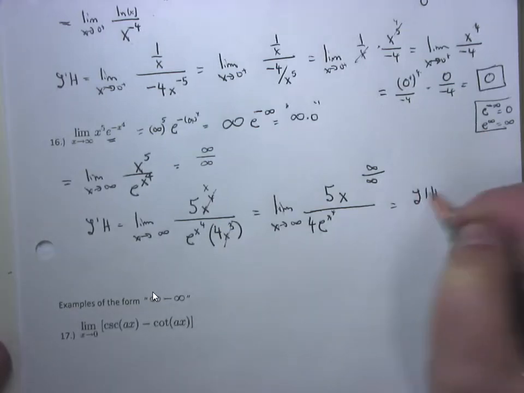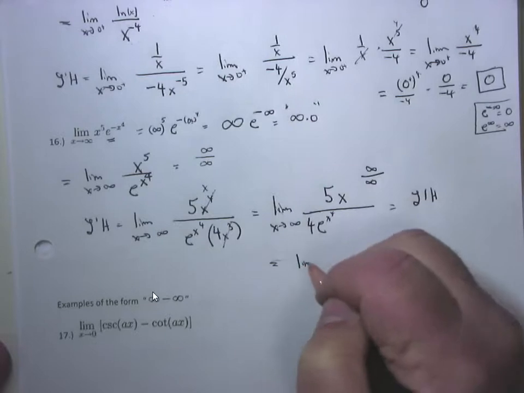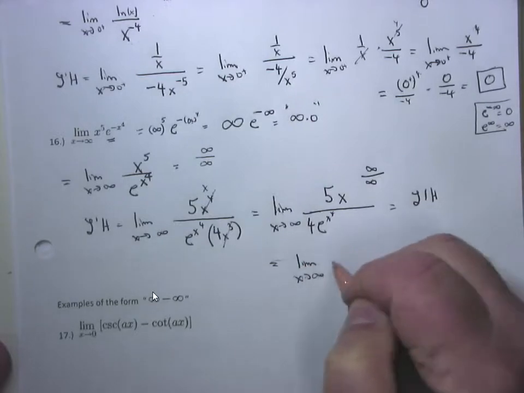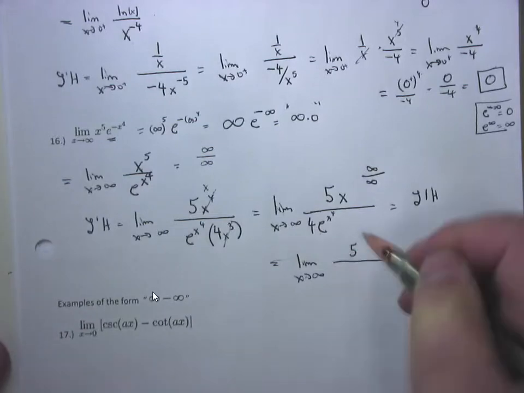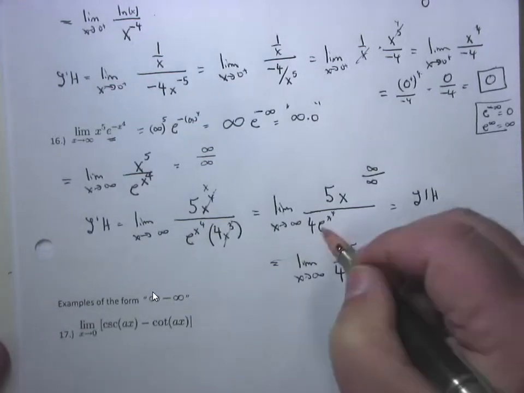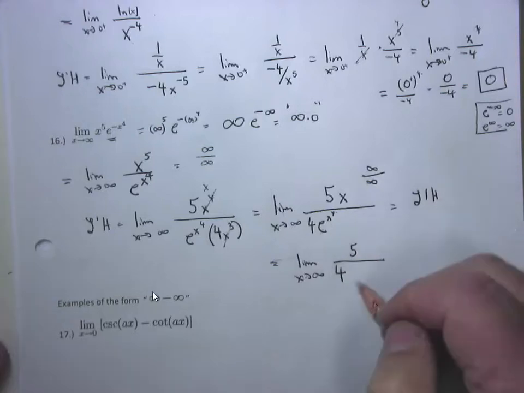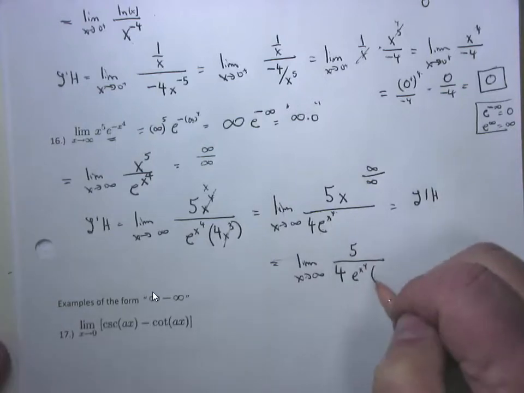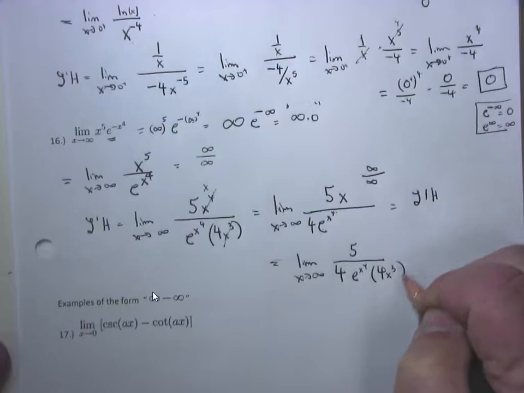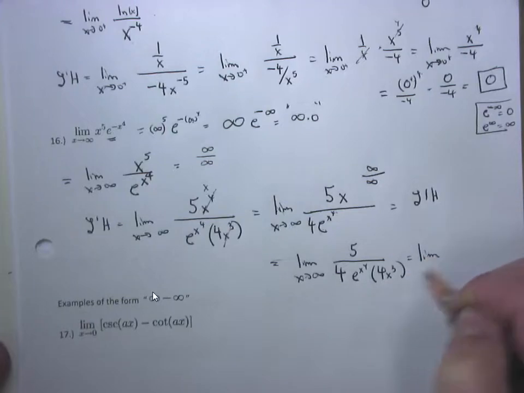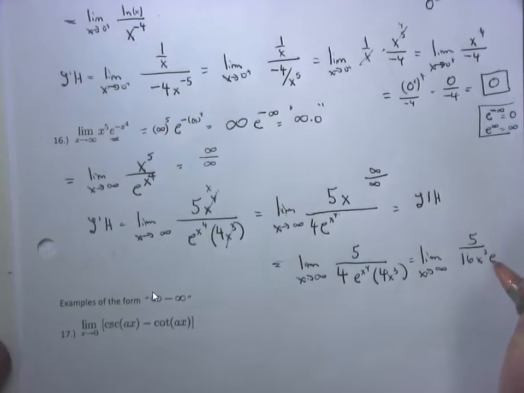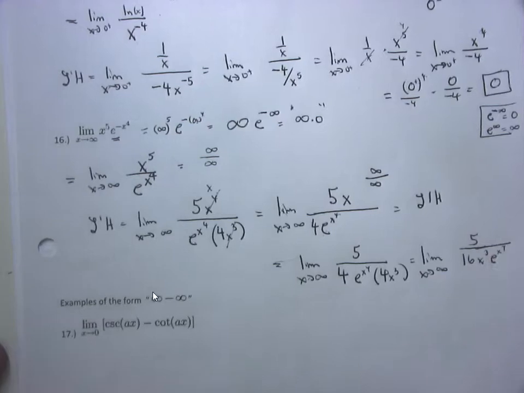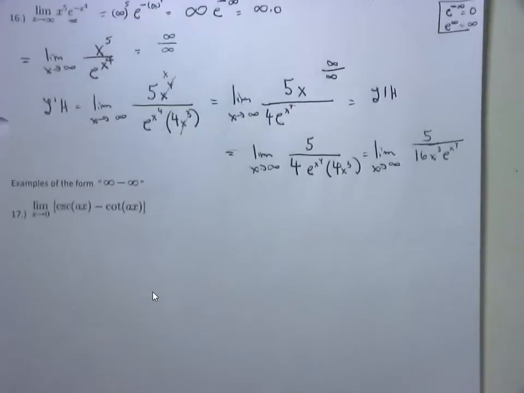L'Hopital's rule again. This will be equal to the limit as x approaches infinity of, derivative of the top. What's the derivative of 5x with respect to x? 5. 4 is a constant, leave it alone. What's the derivative of e to the x to the fourth? Well, the derivative of e to a function is e to the function times the derivative of the exponent, which is another 4x cubed. This cleans up to become the limit as x approaches infinity of 5 over 16 x cubed e to the x to the fourth. However, plug in infinity now.